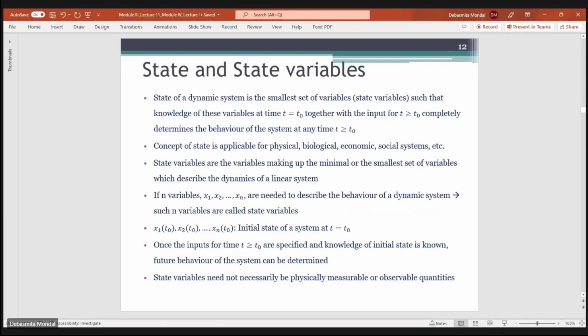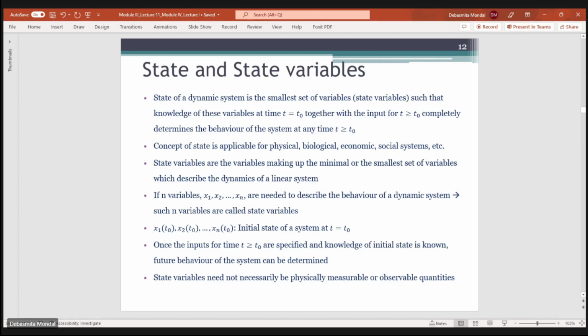So the state of a dynamic system is the smallest set of variables, that is, state variables, such that information of these state variables at time t equals t0, along with information about the input for time t greater than or equal to t0, is sufficient to completely determine the behavior of the system at any time t greater than or equal to t0. This concept of state is applicable to any kind of system. It is not necessarily applicable only to a physical, electrical or electronic system. It is applicable to biological systems, economic systems, social systems, and so on.